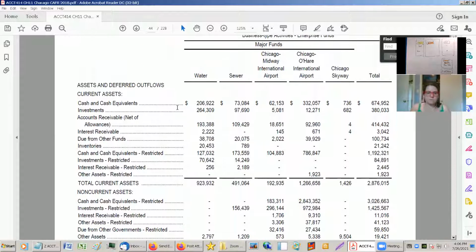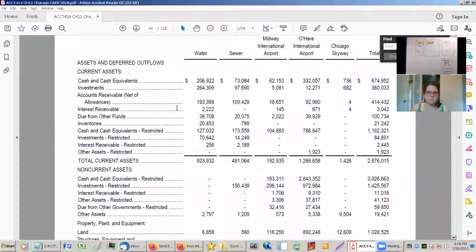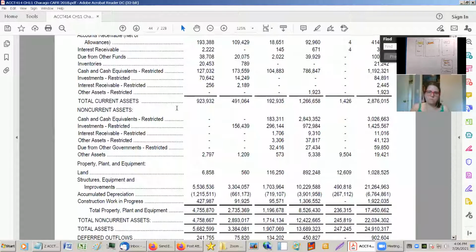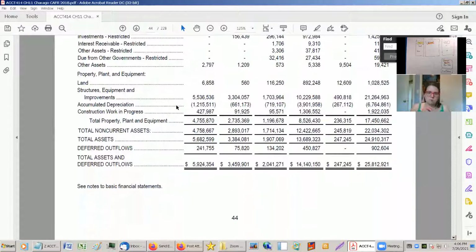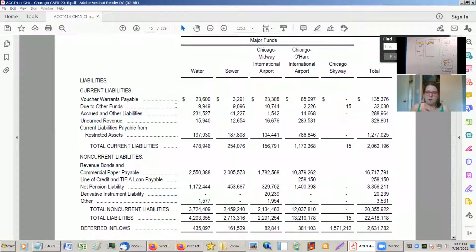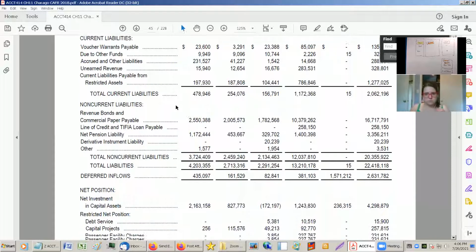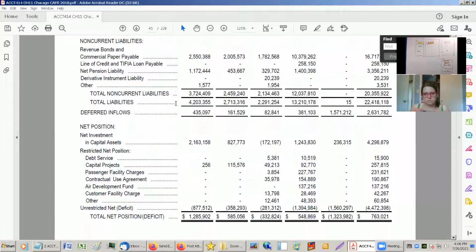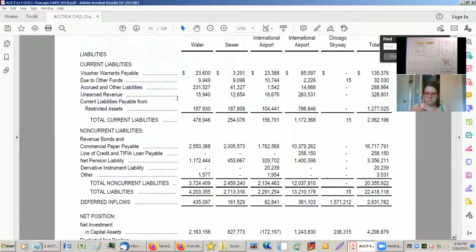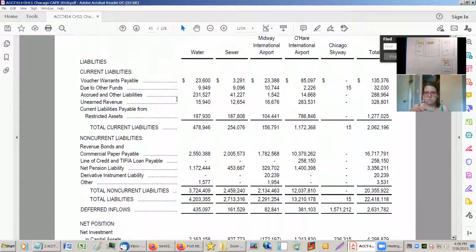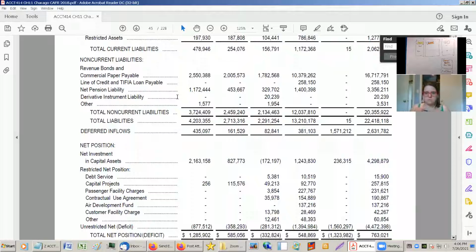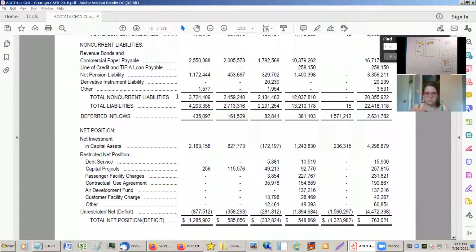So this is. Oh, here's the airport stuff. Let's see what the airport has. Oh wow. Midway's underwater. Yeah, I didn't expect that.